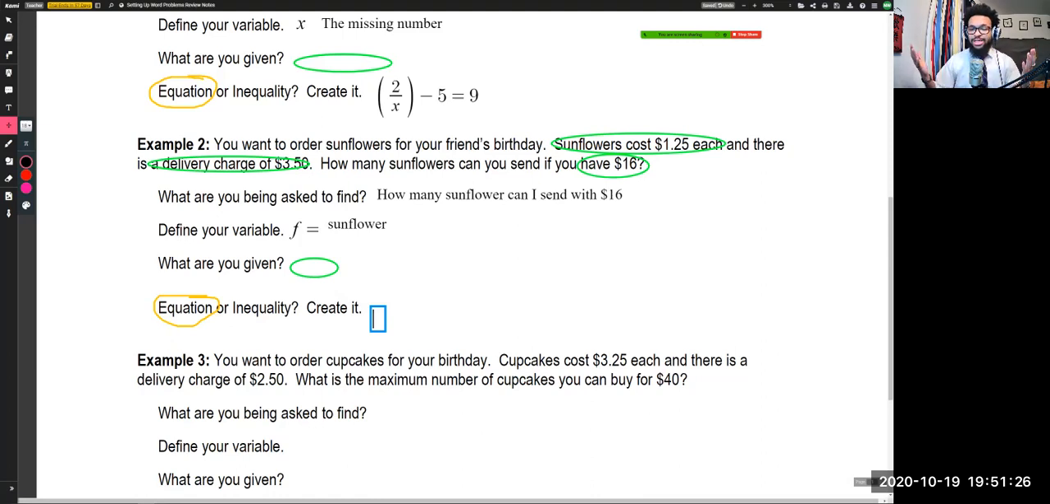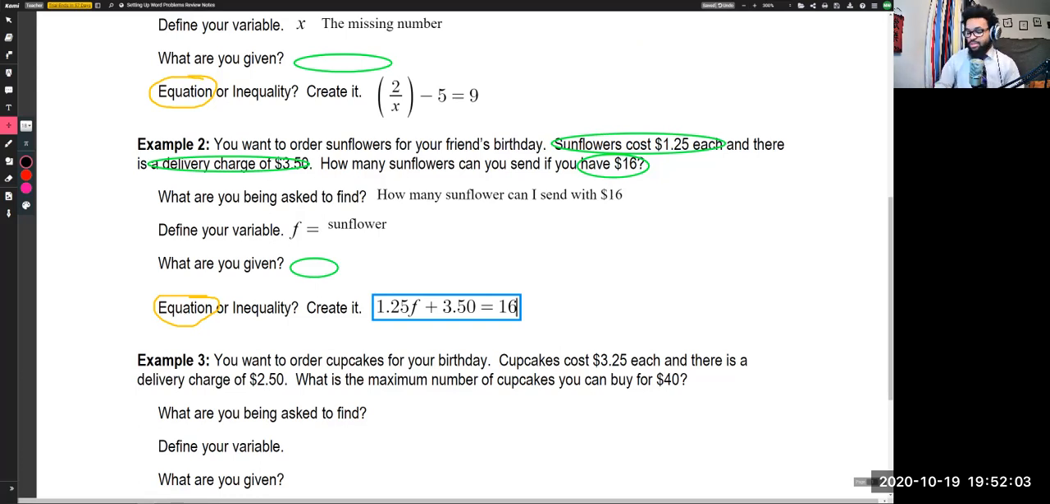So now let's actually go ahead and create it. We have our variable is f. We want to know how many sunflowers we can send. And it's telling us that sunflowers cost $1.25 each. So that's going to be 1.25f for the number of sunflowers we can send. And then there is an additional delivery charge of $3.50. It's going to be equal to our total amount of money that we can spend.